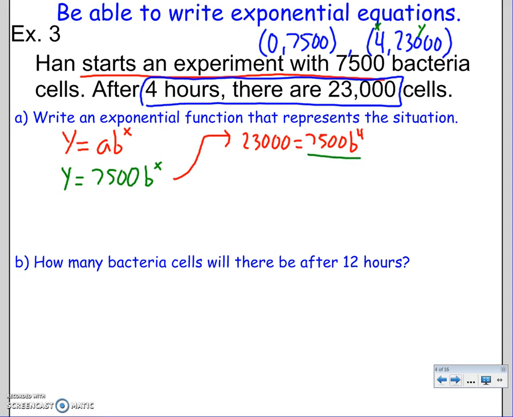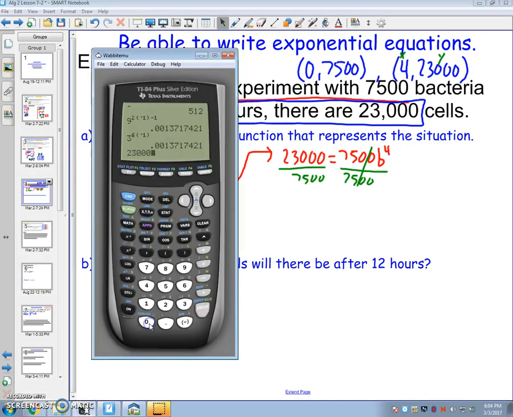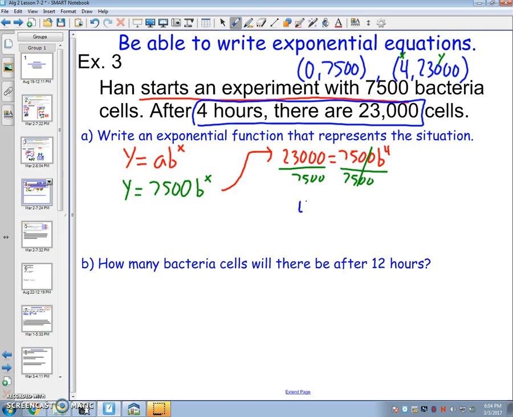Now we just solve this by algebra. Remember, we have to get the letter b by itself, so divide both sides by 7,500. Using a calculator, 23,000 divided by 7,500, let me turn that to a fraction, is 46 over 15. So 46 over 15 equals b to the 4th power. And then to solve for b, I'm going to take the 4th root of both sides.